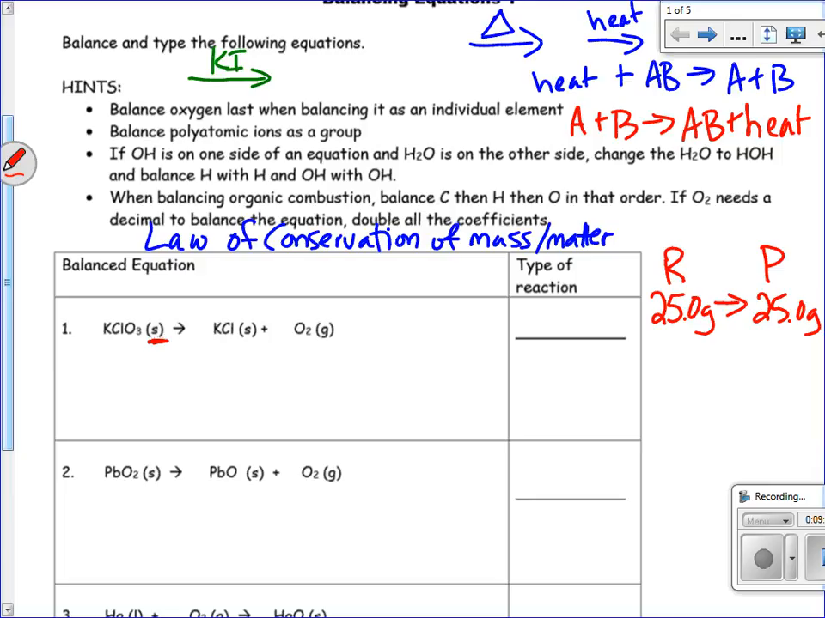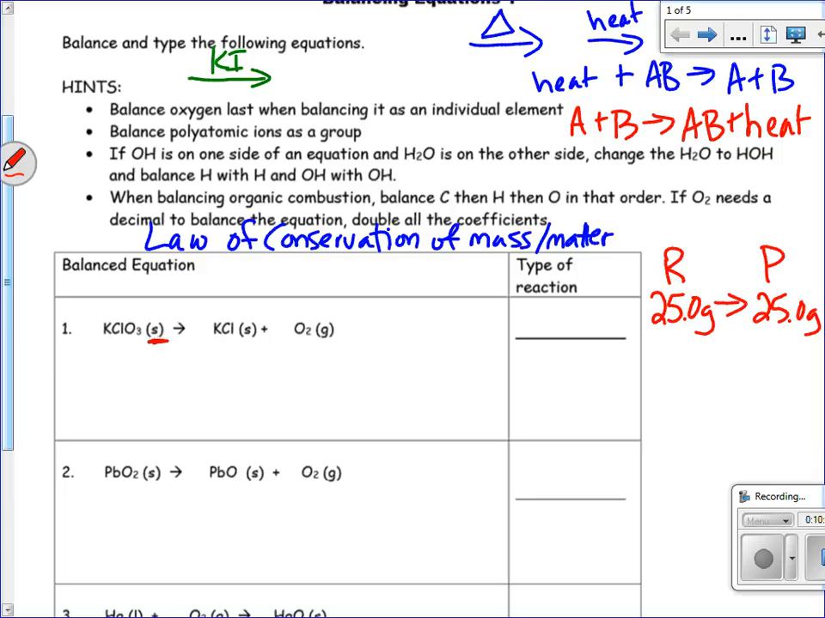So the masses should be conserved regardless. So you might have one reactant that's 8 grams and the other reactant might be 17 grams. And on the product, you might have two products and one's 10 and one's 15. But they should both add up to 25 when you do the final tally. Okay? So masses should be conserved and atom amounts should be conserved.